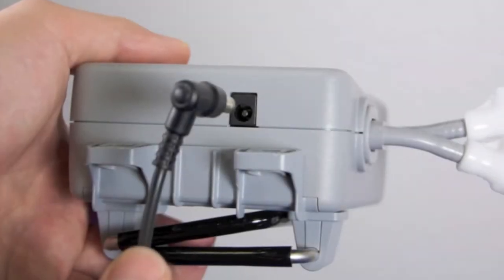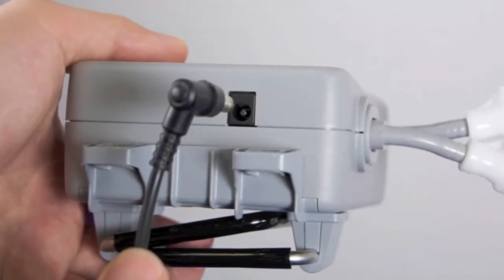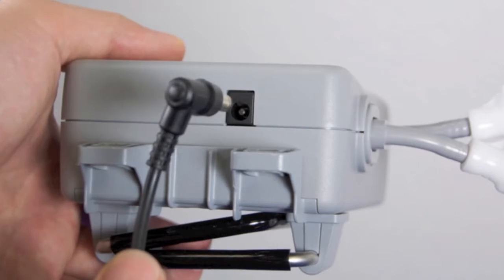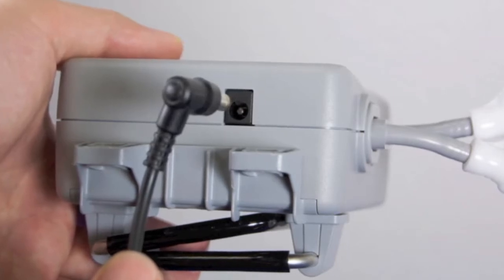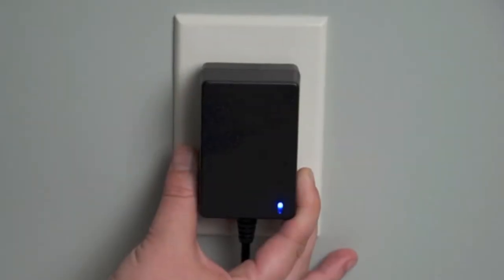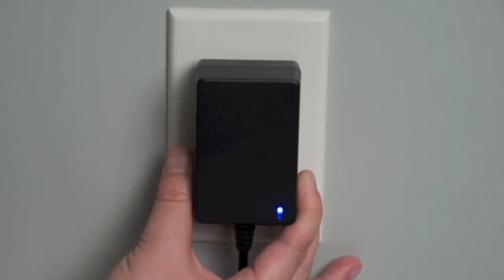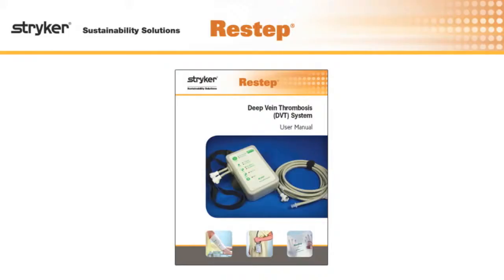The adapter inlet is located at the top of the pump. Insert the adapter output into the adapter inlet. Plug the adapter into a wall AC outlet. The Restep system offers an operating user manual that provides complete information regarding system use, garment application, and troubleshooting scenarios.